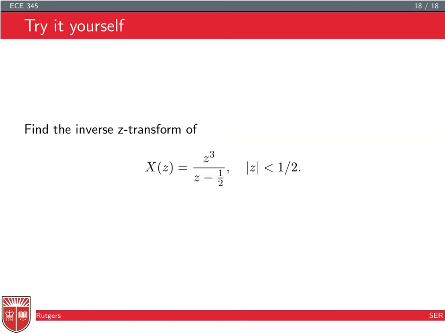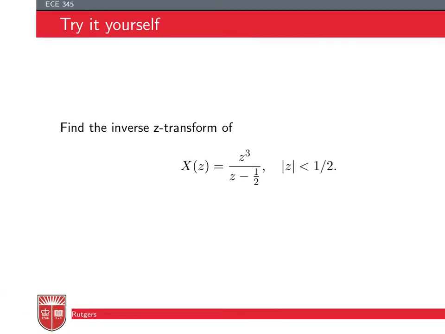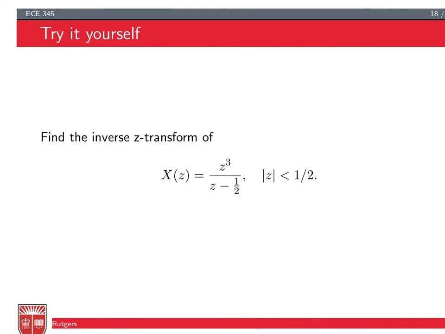And as a goodbye gift at the end of this lecture, I have a small exercise for you to try yourself: find the inverse transform of the following signal, and it's a left-sided signal. So find the inverse z transform of x of z equal to z cubed divided by z minus 1/2. Of course, you're going to use some of the properties we learned today, and also other formulas you learned in this chapter.